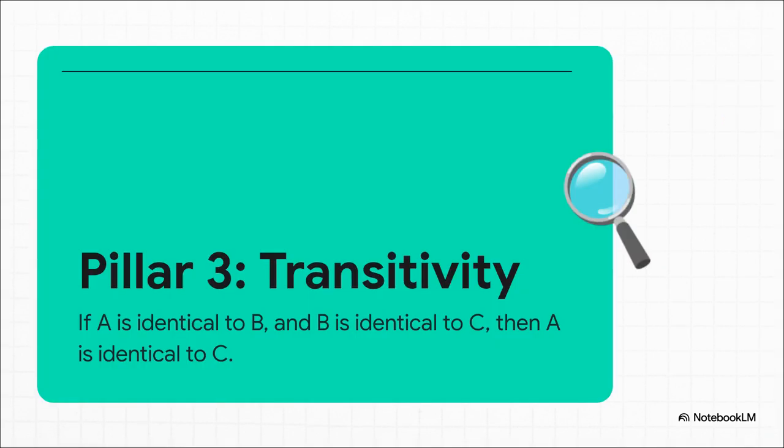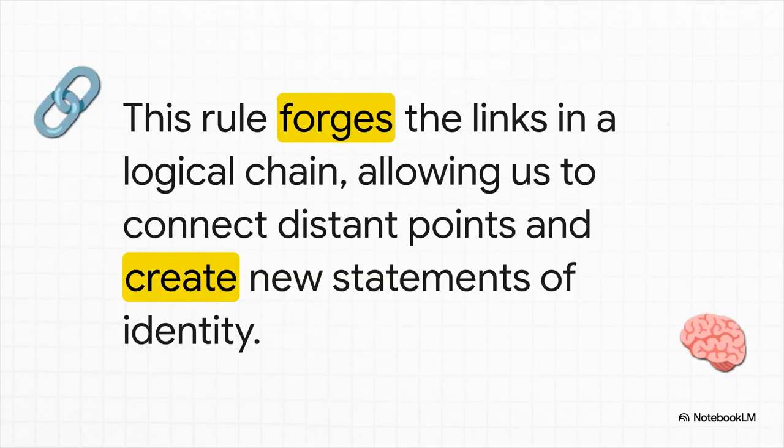And that brings us to our third and final pillar, transitivity. Now, this is the rule that really gives us power, the one that lets us build long chains of logic. It says that if A is identical to B and B is identical to C, then it logically must follow that A is also identical to C. And this is just a beautiful illustration of what transitivity does. It forges the links in a chain of reason. It lets us take two separate facts and connect them to create a brand new insight, linking things that weren't directly touching before. This is where things get really powerful, but it's also where things can start to break down.